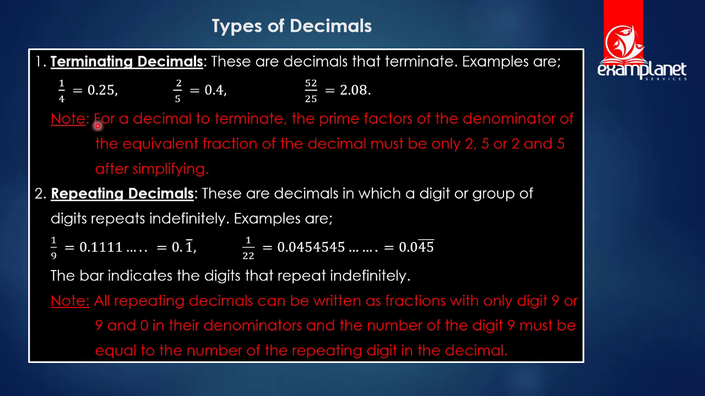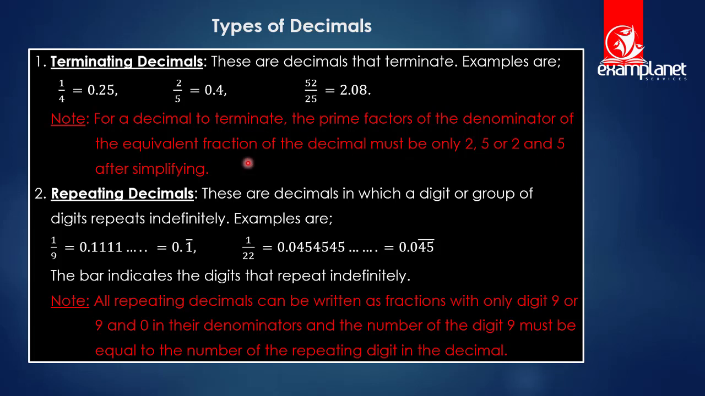Now, this here, note, for a decimal to terminate, the prime factors of the denominator of the equivalent fraction of the decimal must be only 2, 5, or 2 and 5 after simplifying. Again, let me read. For a decimal to terminate, the prime factors of the denominator of the equivalent fraction of the decimal must be only 2, 5, or 2 and 5 after simplifying.